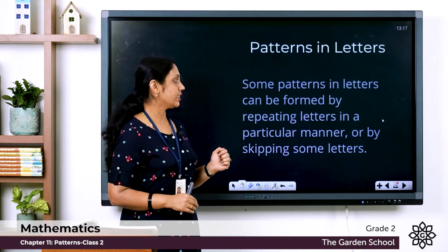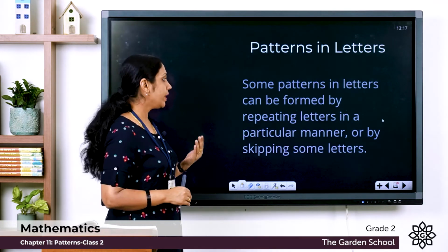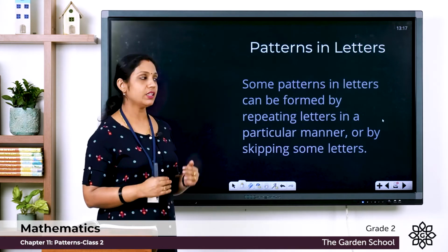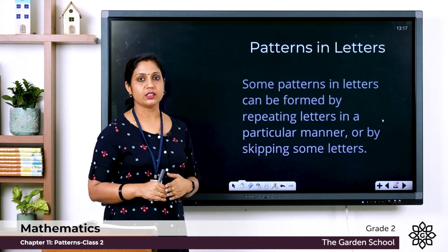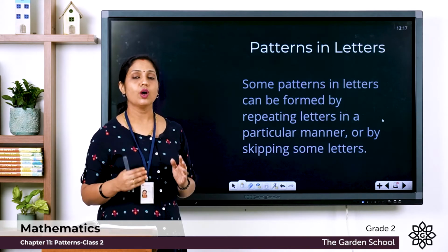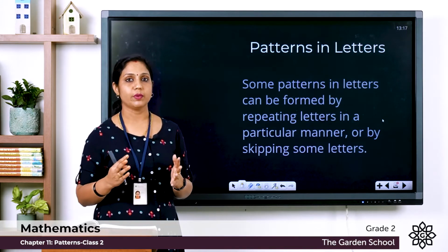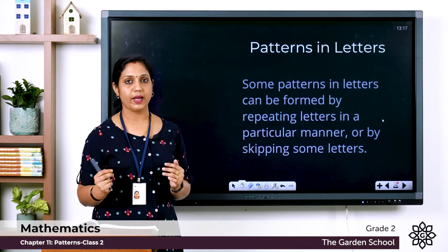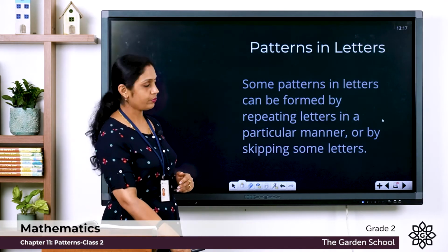Some patterns in letters can be formed by repeating letters in a particular manner or by skipping some letters. So sometimes a letter will be repeating several times, or sometimes some letters will be skipped. So this is how we arrange letters in a pattern. Let's check how it is.